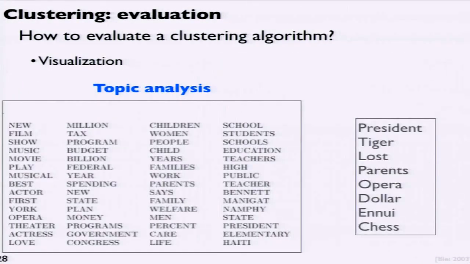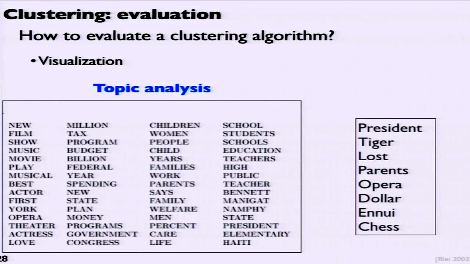So if you have any sort of image problem, what you really want to do is actually look at the images. Same thing with topic analysis. Again, if you look at the first few words in each of these columns, you see that they really go together, that there's some fundamental clustering going on with these words. But here I've created a sort of bad topic with words like president, tiger, lost, parents, opera. And while you can make, I'm sure, a very interesting story out of those words, they don't go together at all, right? So again, this is the sort of thing you can look at after the fact, and you can really see, did my clustering algorithm do well?